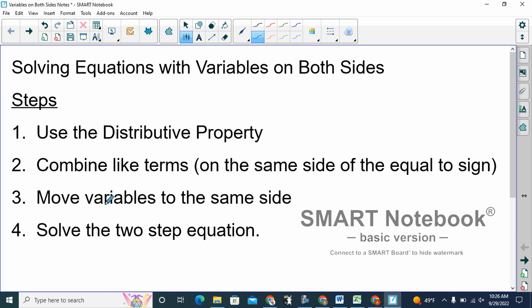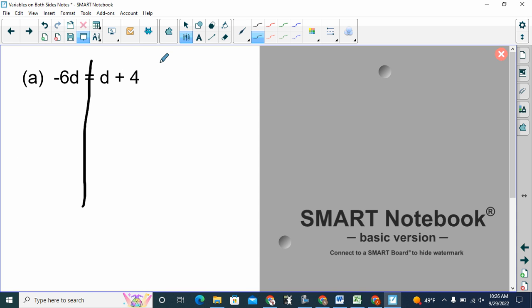Once we've done that, we move on to step 3. All of the variables need to be moved over to the same side. So notice I have d's on this side and I've got d's on this side. We need to move them to the same side, which we can do by, this is positive d, I'm going to move it over by subtracting d from both sides. And remember, we are subtracting 1d. These cancel. I bring down my 4. Negative 6d minus 1d gives us a total of negative 7d.